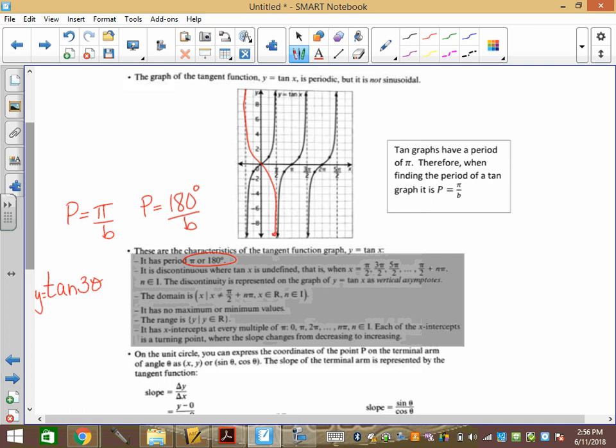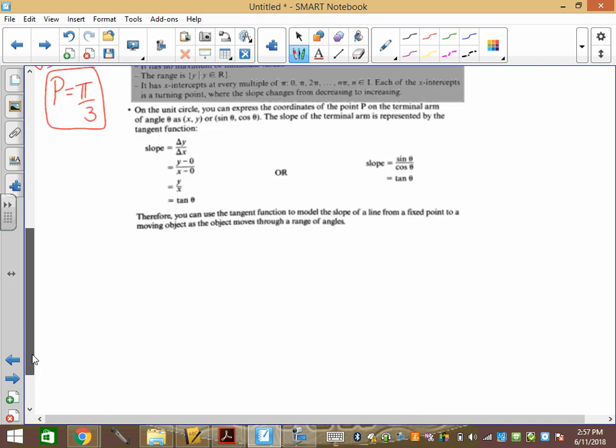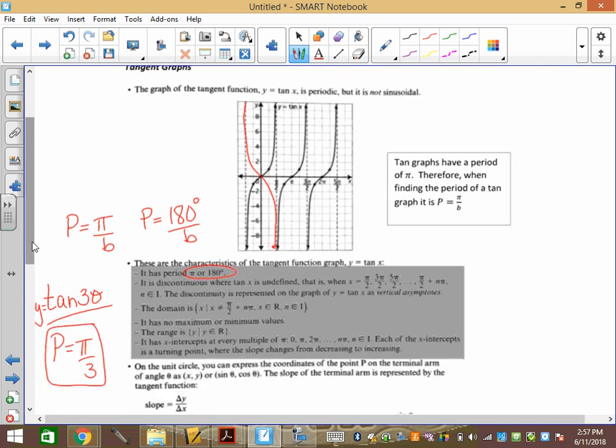You guys ask this all the time. If they give you y equals tan 3 theta and they ask you for the period, what would it be? Why 4? Where are you getting 4 from? There's not even a 4 on this page. There's not. Like down here? Oh, goodness.